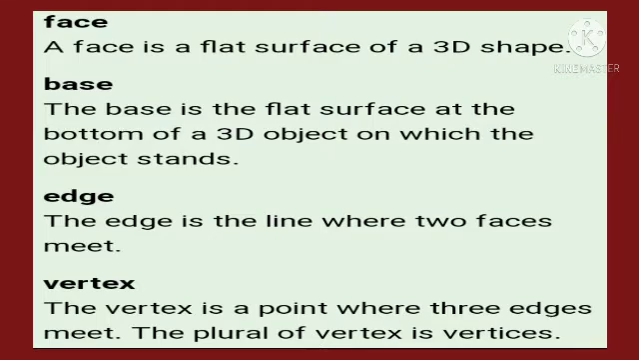Base. Face. What is a face? A face is a flat surface of a 3D shape. Base. The base is the flat surface at the bottom of a 3D object on which the object stands. Edge. The edge is the line where two faces meet. Vertex. The vertex is a point where three edges meet. The plural of vertex is vertices.